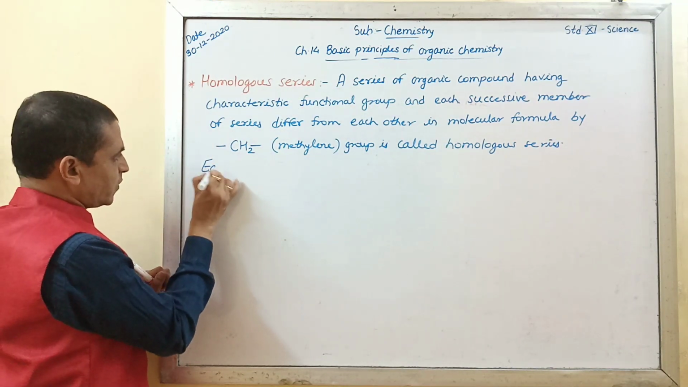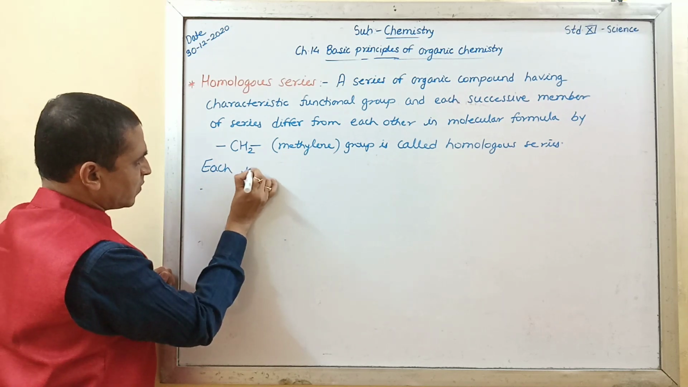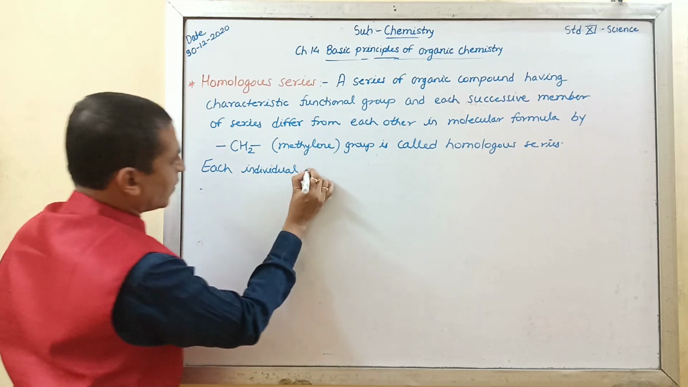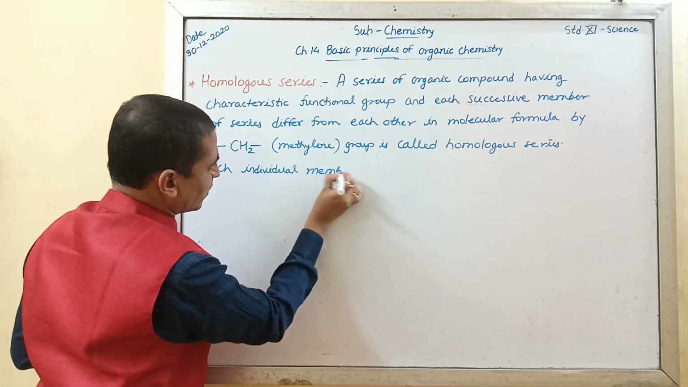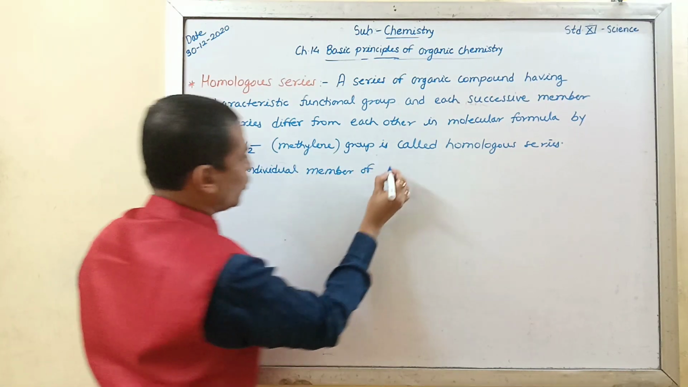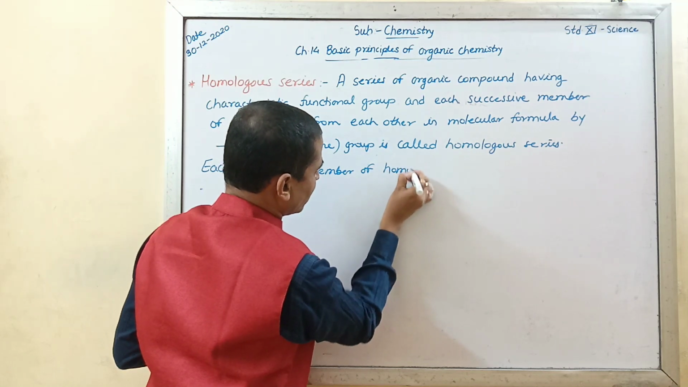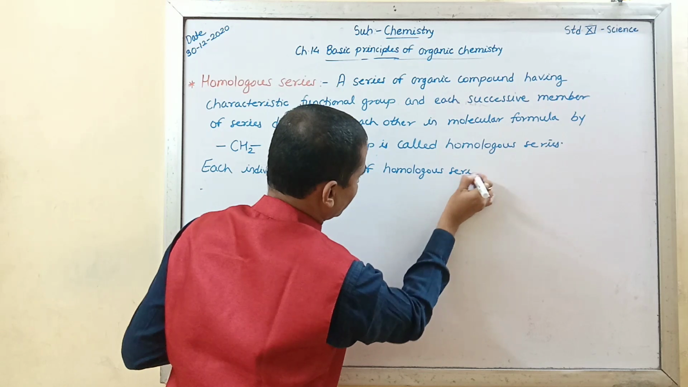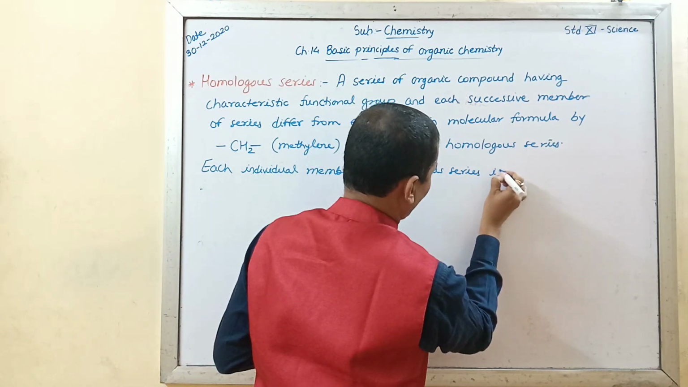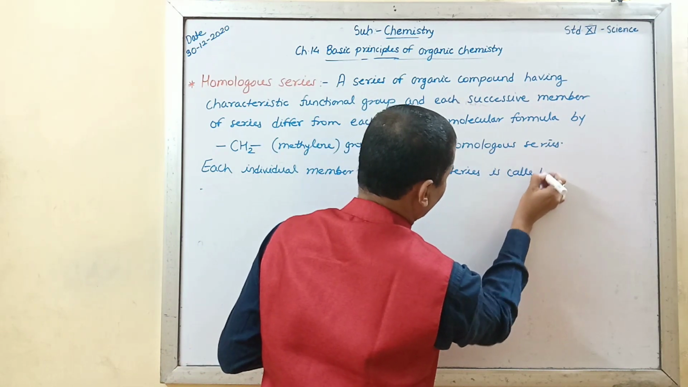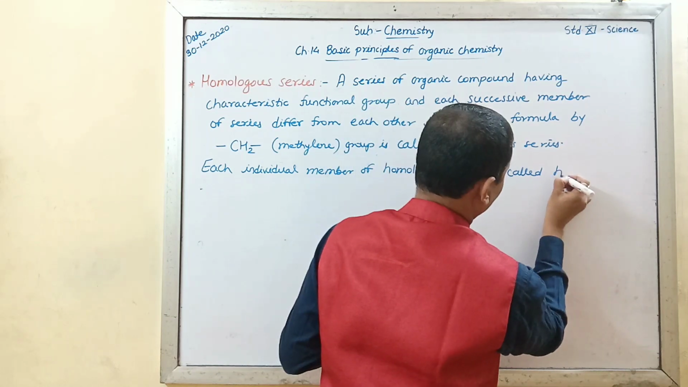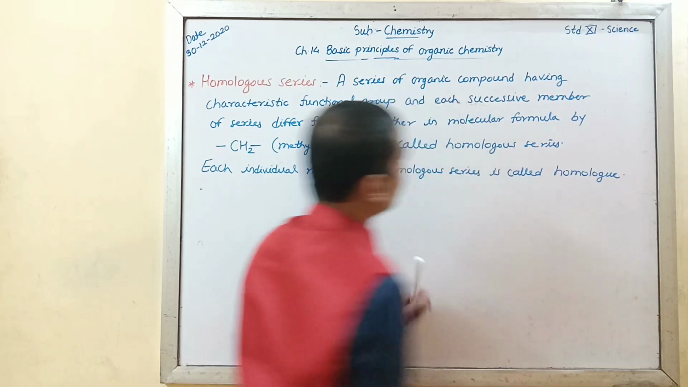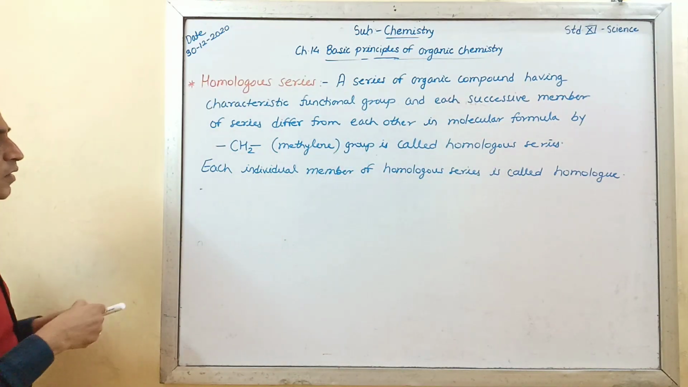You also remember each individual member of a homologous series is called a homolog. Now see the example.